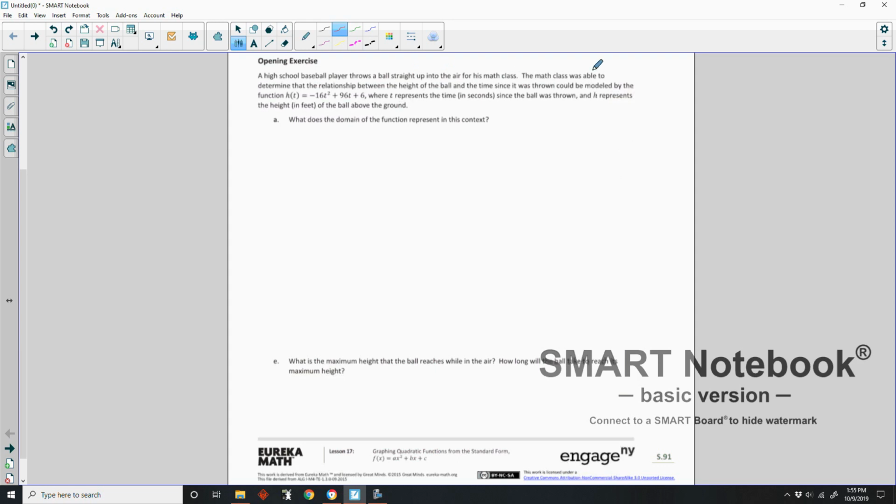math class. The math class was able to determine that the relationship between the height of the ball and the time since it was thrown could be modeled by the function h of t equals negative 16t squared plus 96t plus 6, where t represents the time in seconds since the ball was thrown, and h represents the height in feet of the ball above the ground.